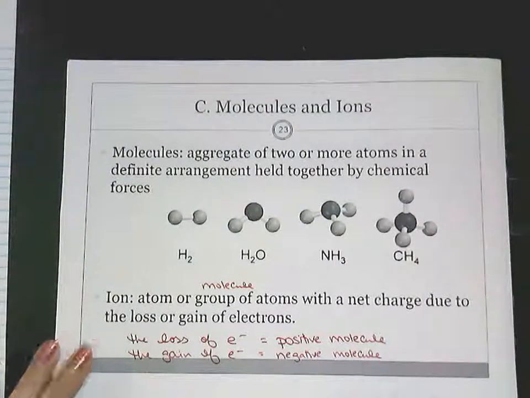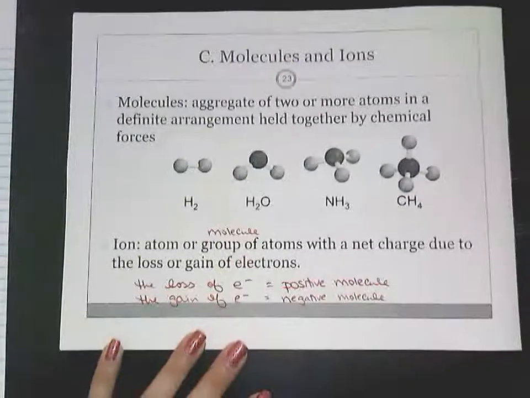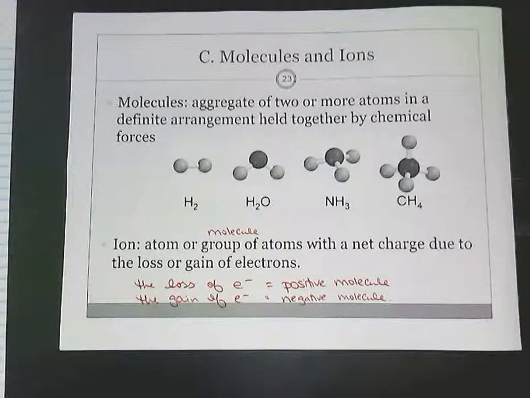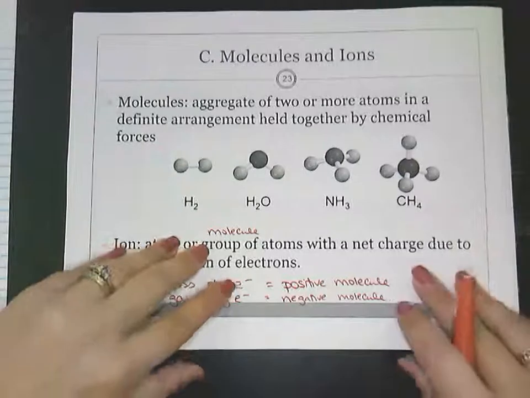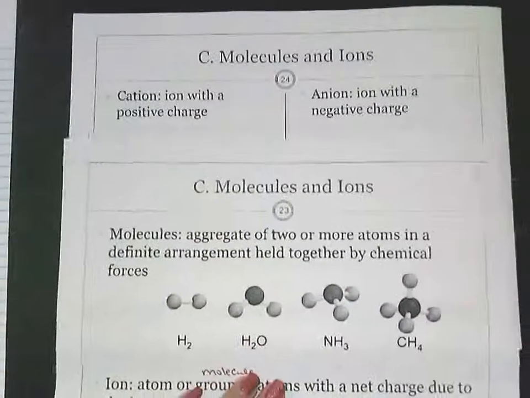So these positive molecules and negative molecules have special names. Because what would it be if they were just called positive and negative? We call them cations and anions.